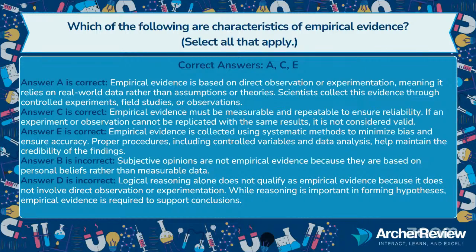Okay, but A, C, and E were our correct answers. Direct observation and experimentation, measurable and repeatable, and very systematic. We want to do things in a very orderly manner so that when we look at our data, we know that it's based on the one variable we changed and not other factors that we didn't do in a systematic way. All right, let's take a look at our next one.